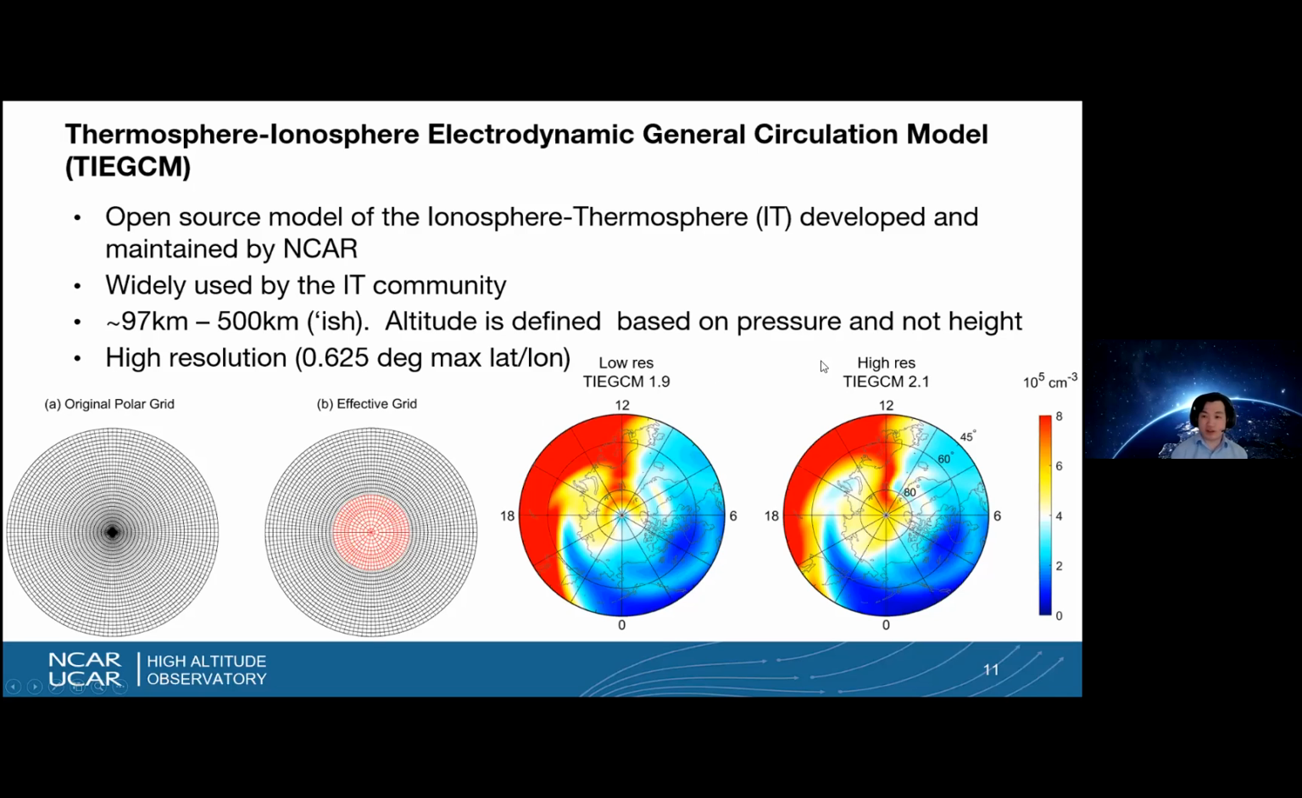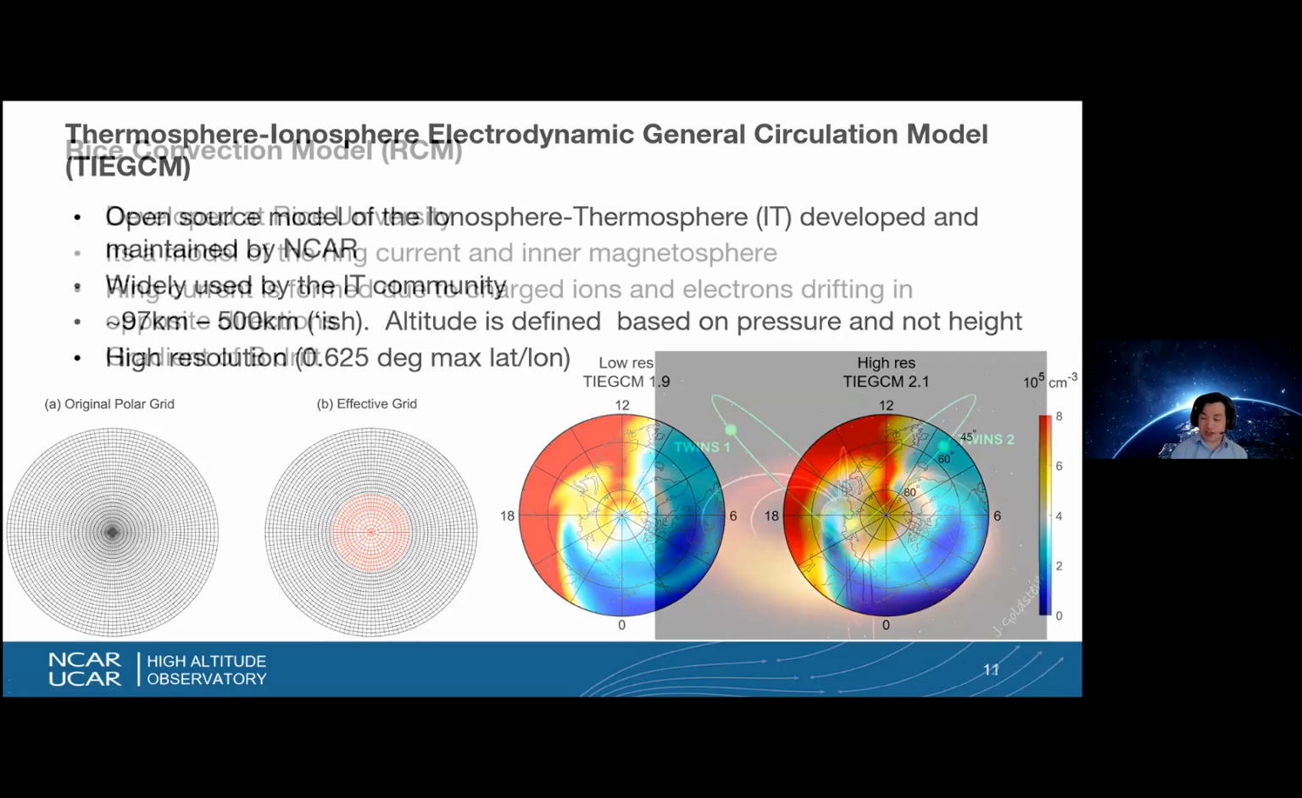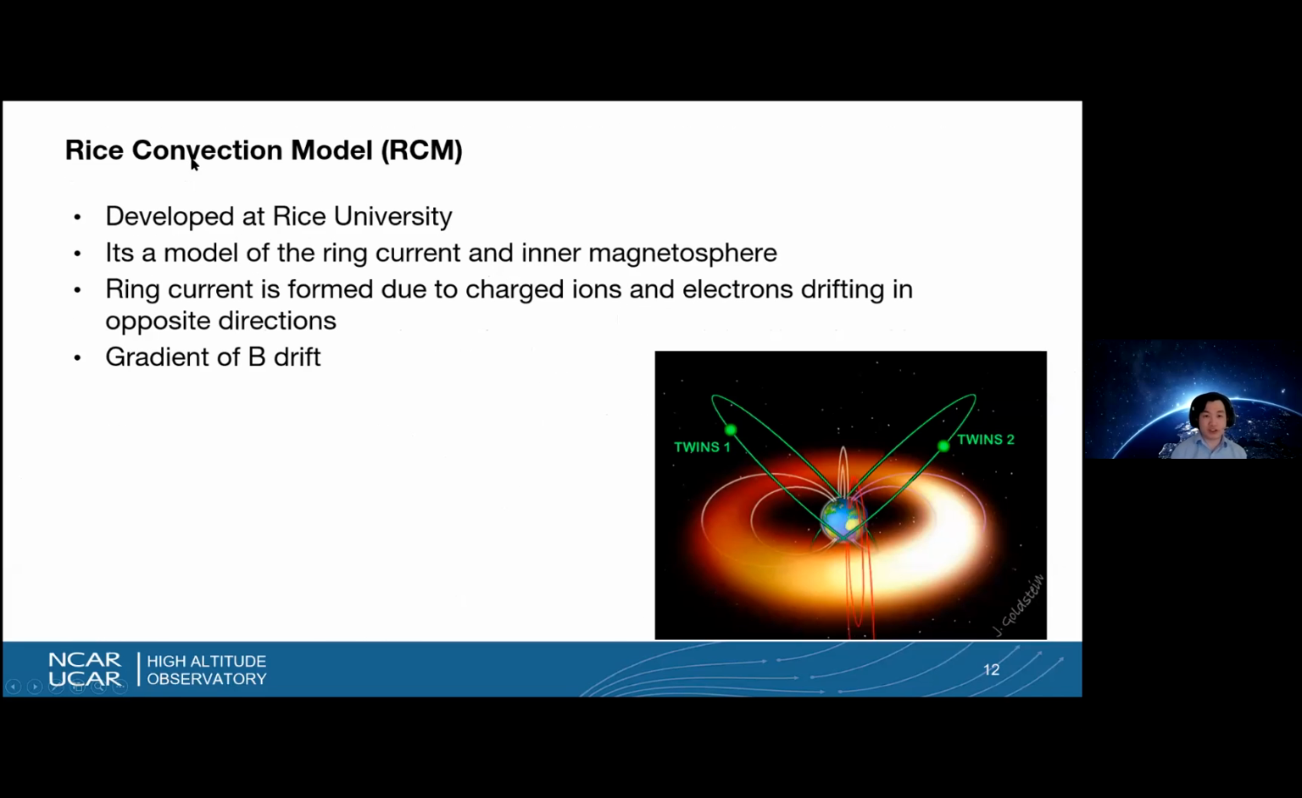So the next model is the Rice Convection Model. This was developed at Rice University. It's a model of the ring current and the inner magnetosphere. So you get this giant torus around the Earth. However, it's a 2D version. So instead of a torus, now you imagine kind of this disk going around the Earth, and that's the Rice Convection Model, which is a pretty good assumption for the most part.